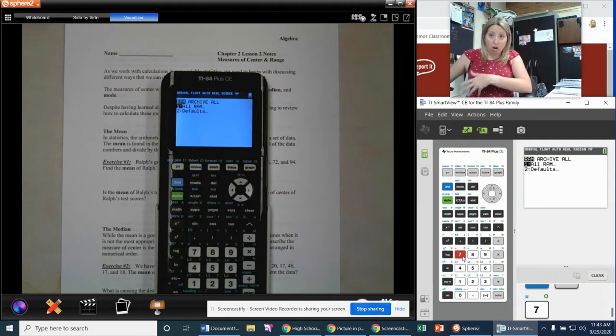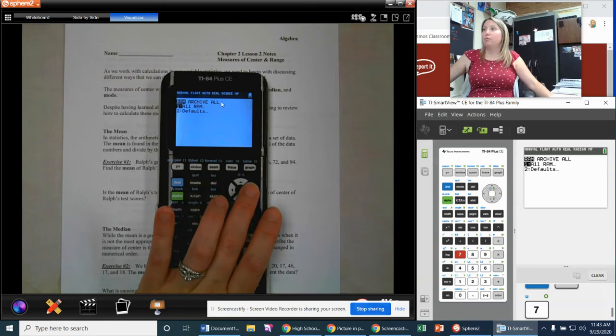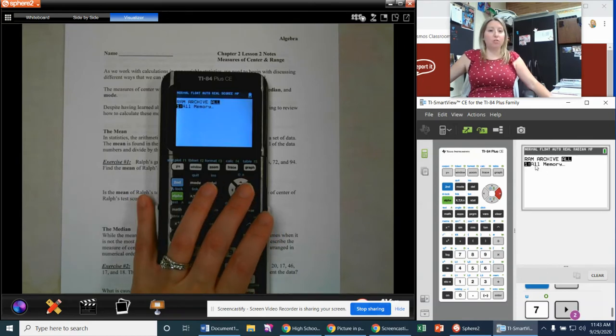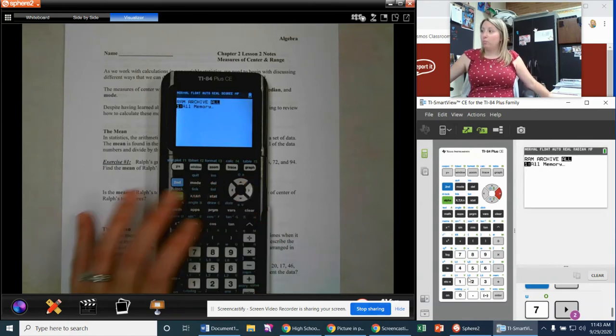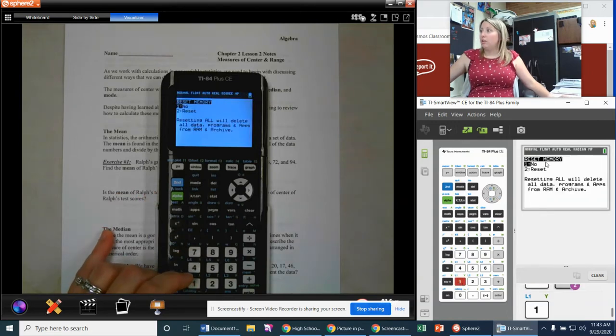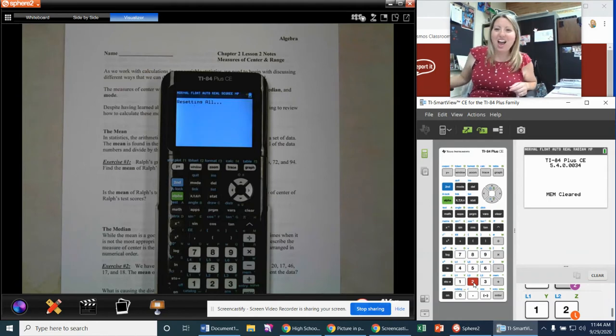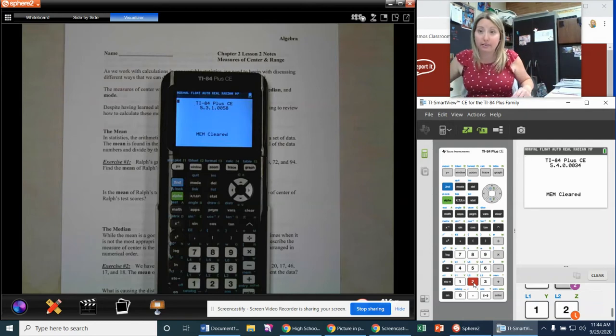We reset all. So arrow right, see how it's up at the top right here? We take the right arrow, and now the only option under that is All Memory. So you press 1 or enter, and then for yes or no to reset all, just press 2. Sorry, I'm trying to do this at the same time. When it says Mem Cleared, you know you have a memory wiped graphing calculator. So you're starting off at factory settings.